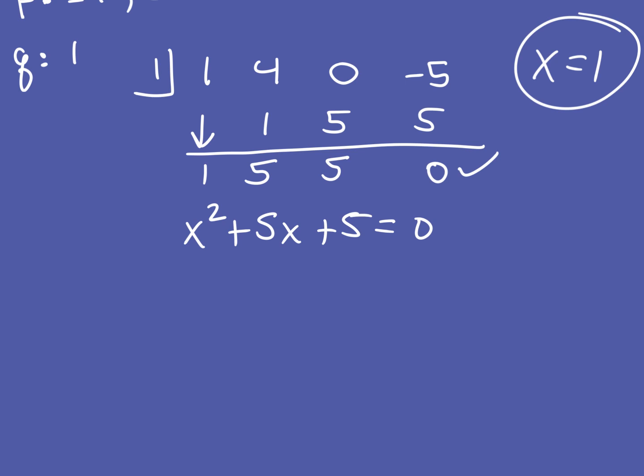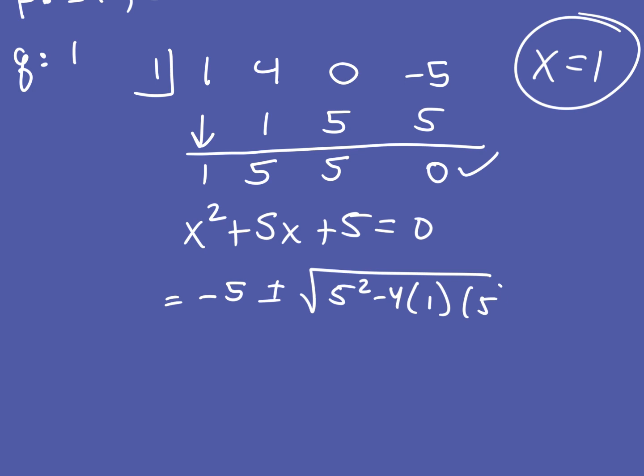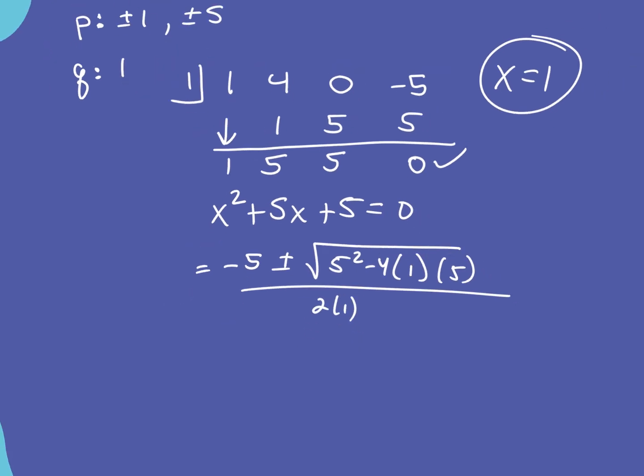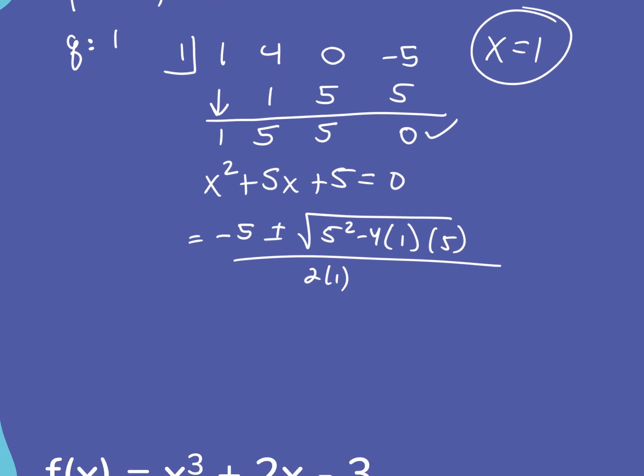It'll give us 6, but it won't give me 5 when I add. So I have to use the quadratic formula. Negative 5 plus minus. What's your B term? 5 squared minus 4 times A times C all over 2 times 1. You guys agree? All right, now it's just basic.